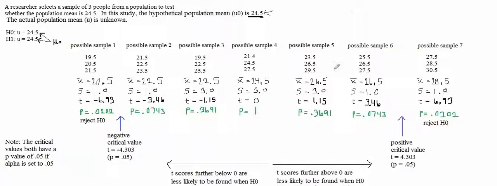Now, let's talk about why this is actually important. We actually care about the mean of the population that this sample came from. And we're considering the possibility that the mean of the population is 24.5.